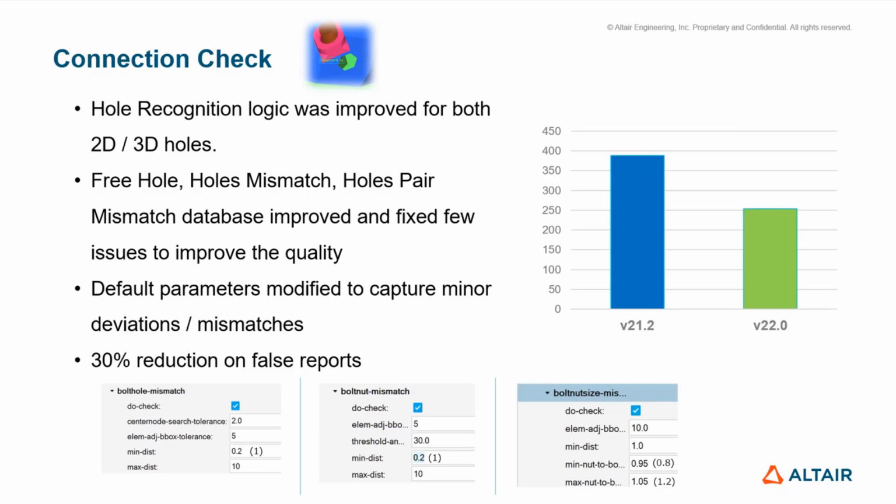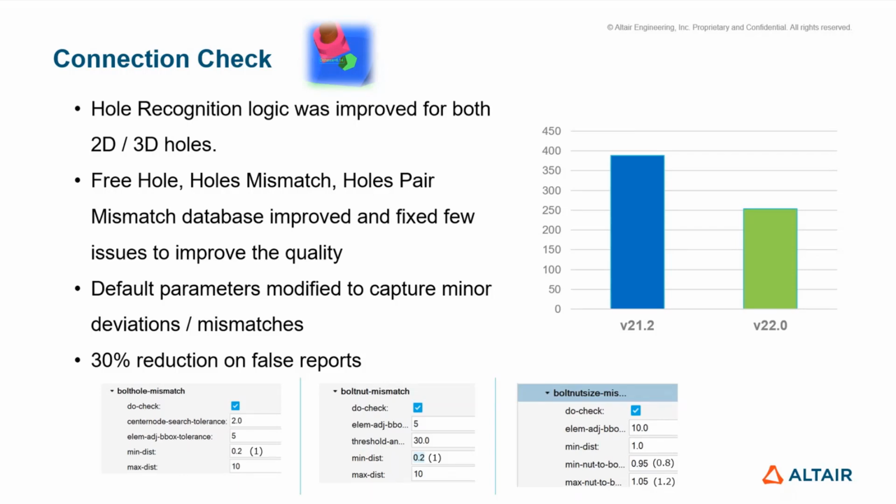So the world related checks are free holes, holes mismatches, and holes pair mismatches were the three key functions available in the bolt nut check or the connection check. So we have improved this holes detection and database, as well as a few bugs were fixed. And with that, we were able to achieve very good efficiency for this release.